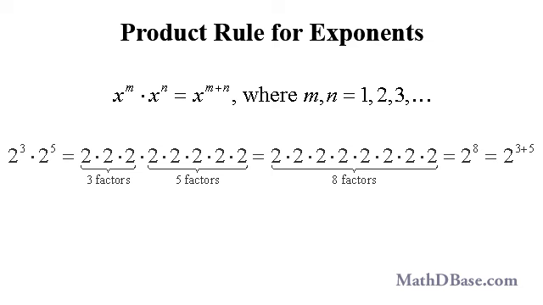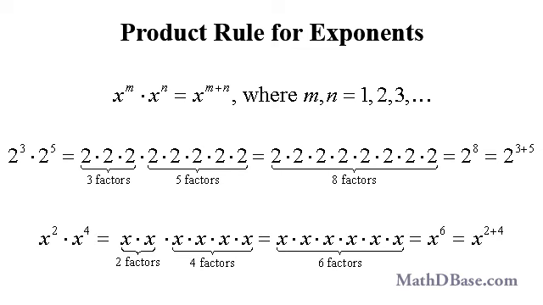For example, given 2 to the third times 2 to the 5th, we have 3 factors of 2 multiplying 5 factors of 2, which is the same as 8 factors of 2, or 2 to the 8th. So 2 to the third times 2 to the 5th is equal to 2 to the 3 plus 5. If you multiply x squared by x to the 4th, you will get x to the 2 plus 4, or x to the 6th.